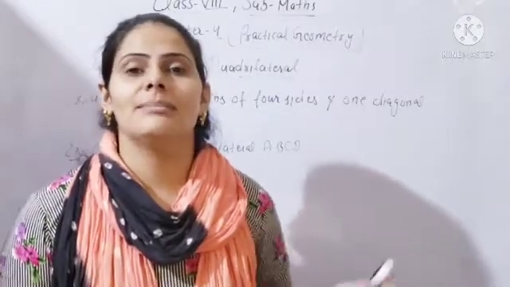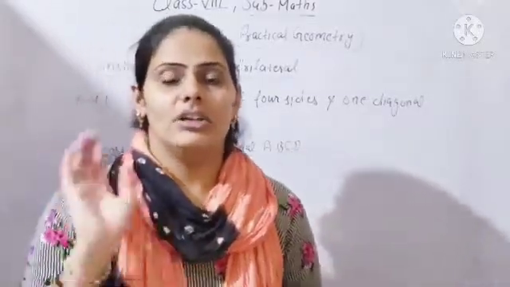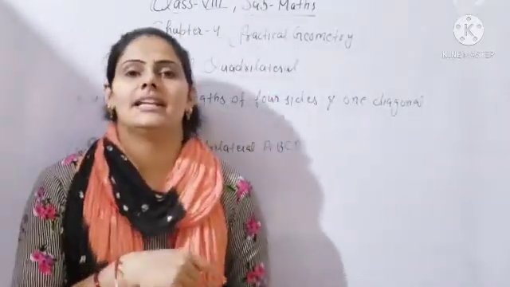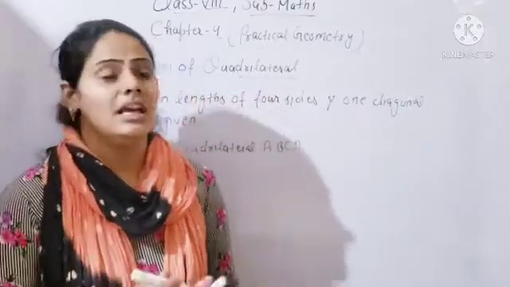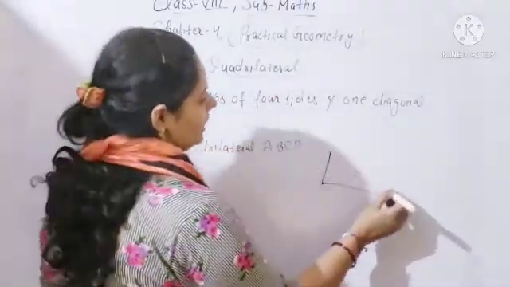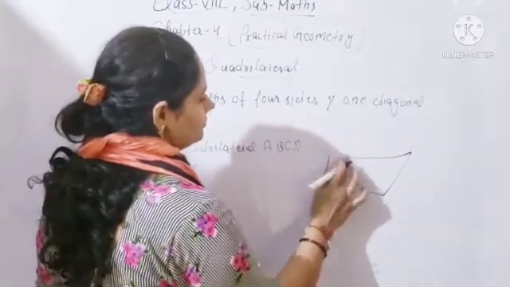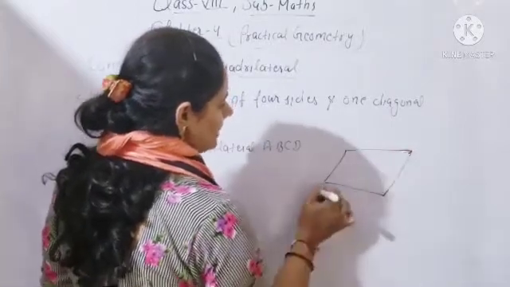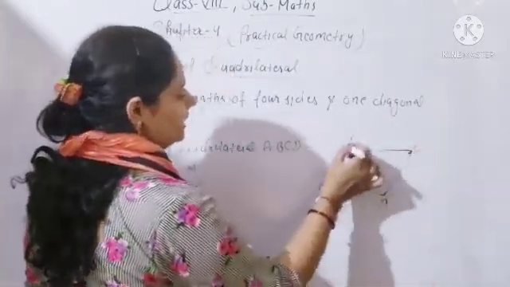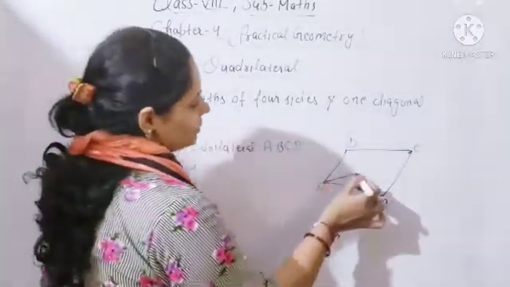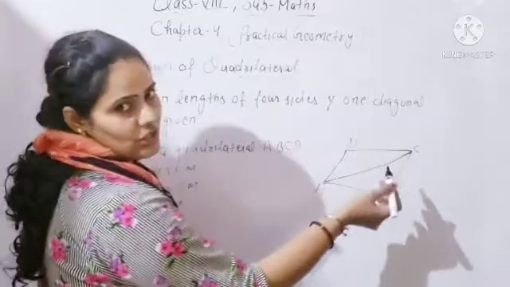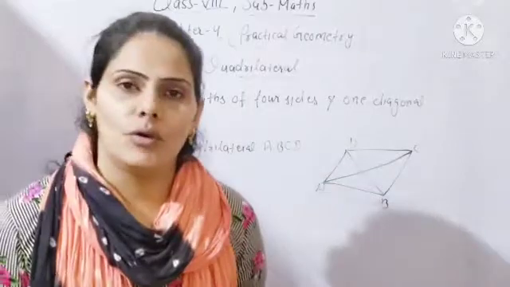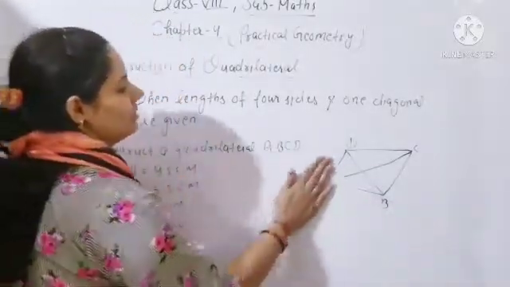What is a quadrilateral? Simple, 4 sides are given, so it will be a quadrilateral. And how many diagonals will there be? 2 diagonals, when you draw the line segment joining the opposite vertices. For example, this is a quadrilateral ABCD. What are the diagonals? Line segments joining the opposite vertices. So A is opposite to C and B is opposite to D. So 4 sides and 2 diagonals. This is called the quadrilateral.